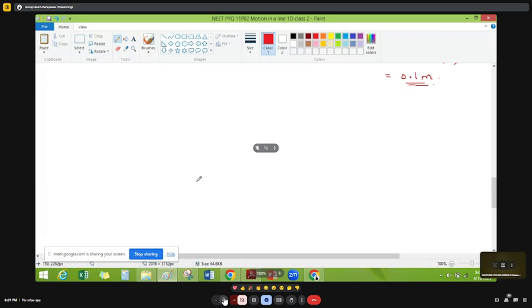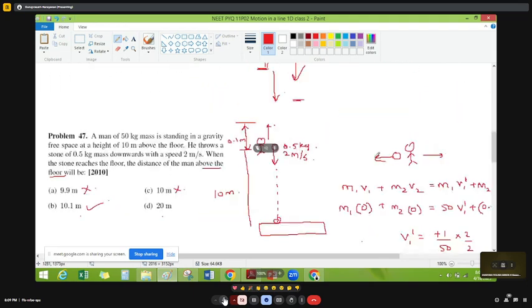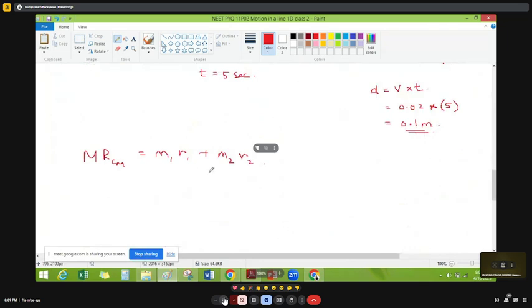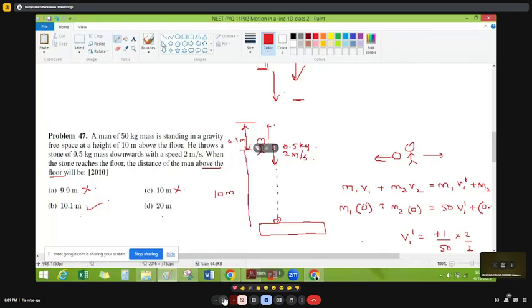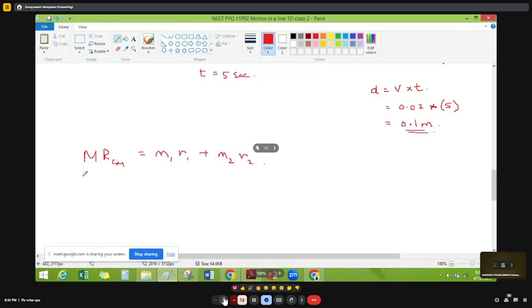Center of mass, you can do this problem. So let's quickly discuss that. So M R_CM is equal to M1 R1 plus M2 R2. So what is the meaning of that? The center of mass, right? Even though the objects are flying apart, the center of mass will still remain in the same place like at the beginning. That means at the beginning, the center of mass was for this stone and the man was at 10 meters. That means the total mass here will be M1 plus M2, 50 kg plus 0.5, the stone.